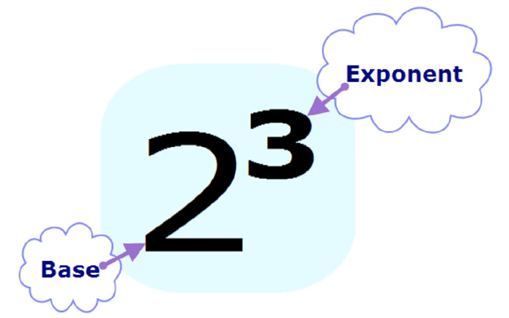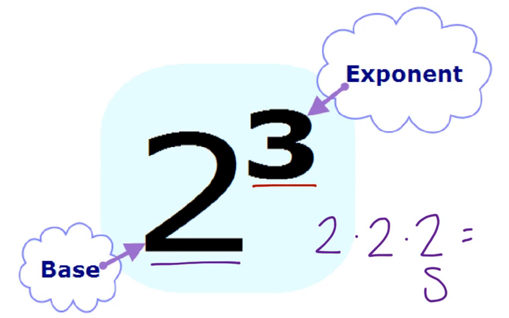Remember exponents? Here's an example of a value written in exponential form. It has a base and it has an exponent. The exponent tells us how many times to multiply the base by itself. We have 2 times 2 times 2, which equals 8.